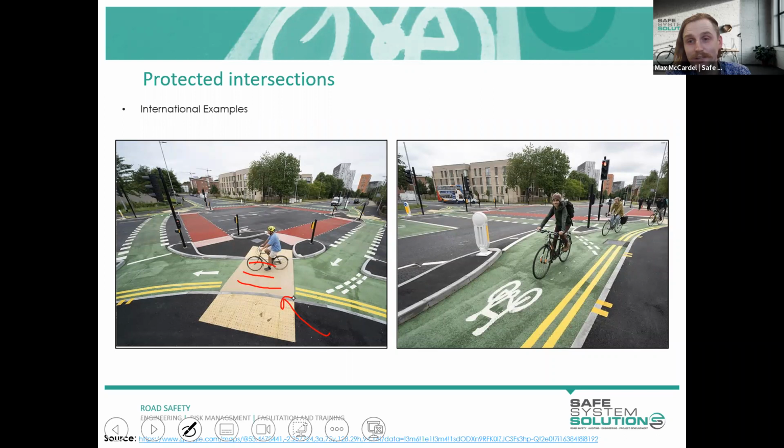I believe it's still within the trial phase, but I'm happy to follow that up and see if there are any snippets of information we can share. Terrific.